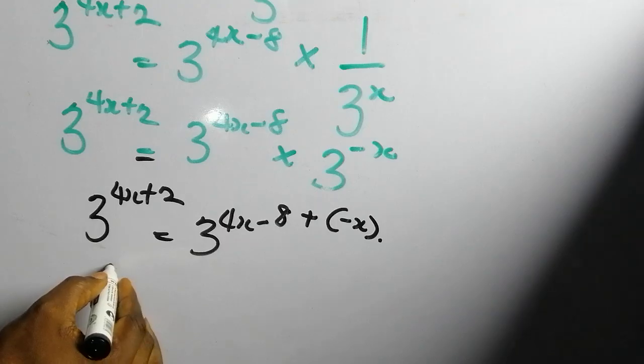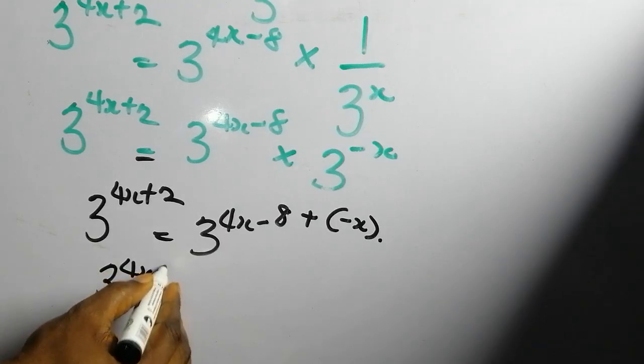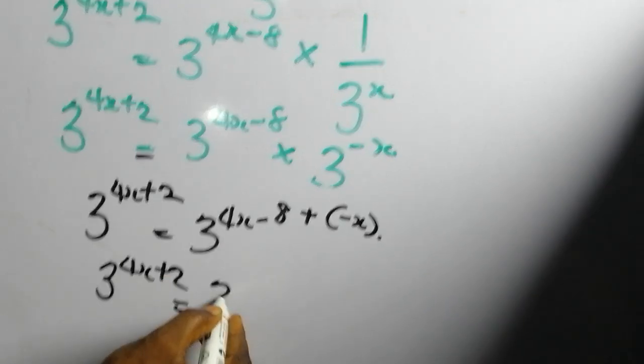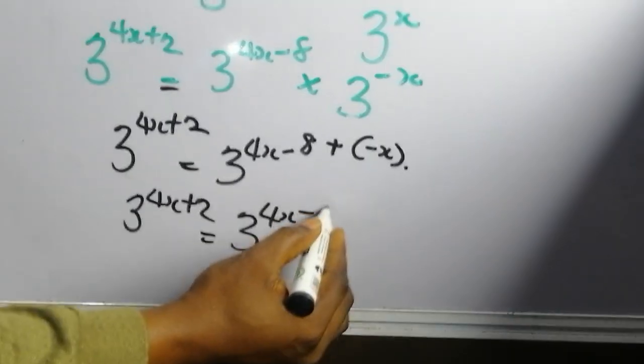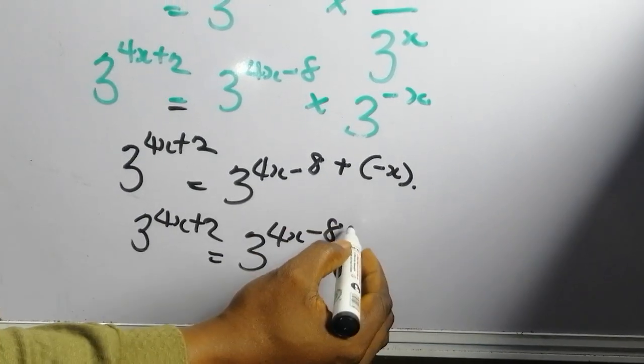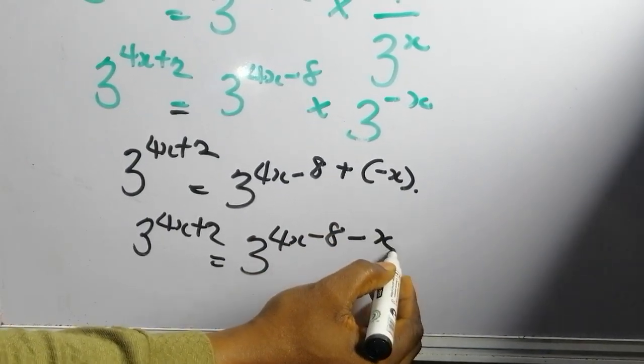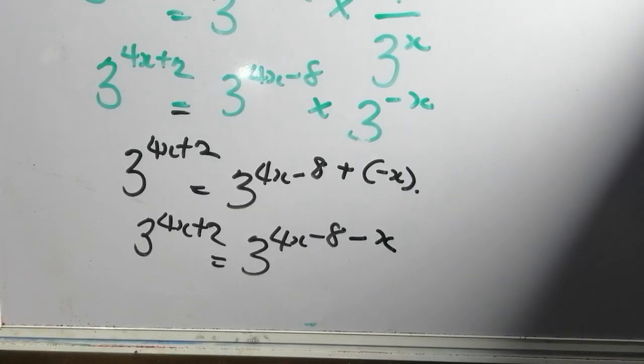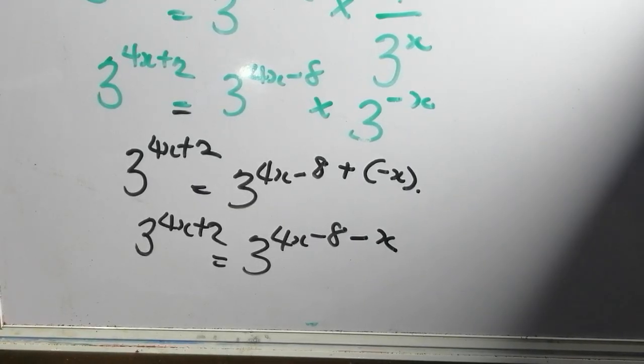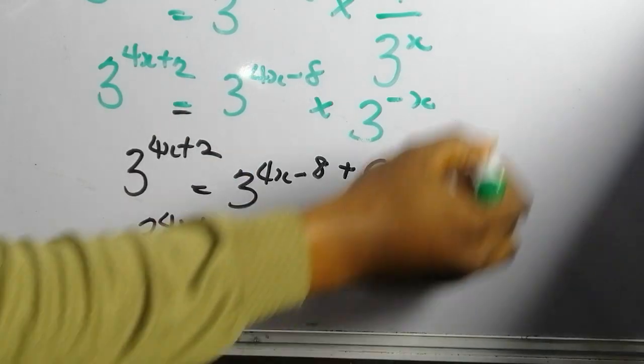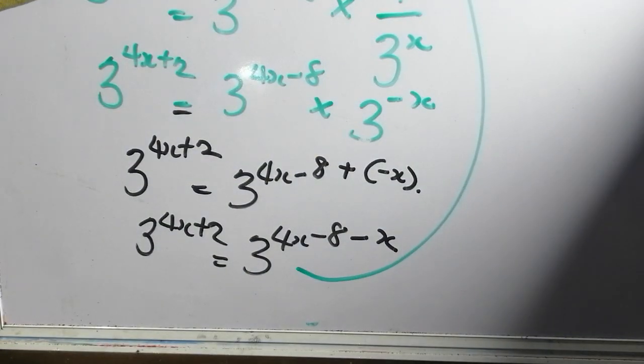Minus. So this is something like saying 3 raised to power 4x plus 2 equals 3 raised to power 4x minus 8, plus times minus is what? Minus x. It's as simple as that. Very, very simple. It's just like chin chin and what? And pure water. So if I move this, I'm continuing this here.